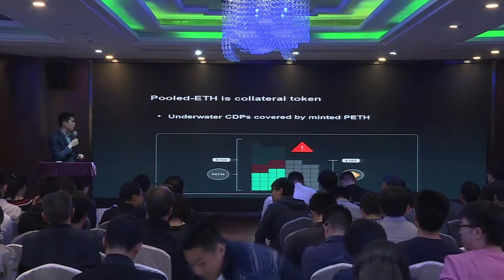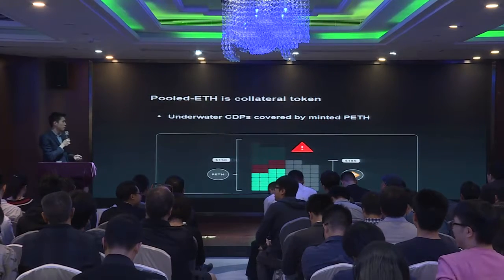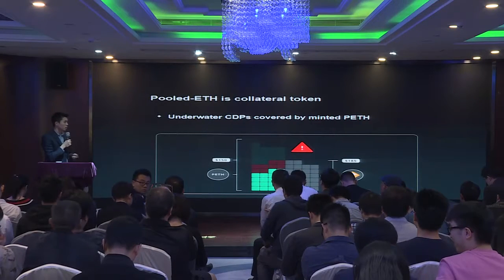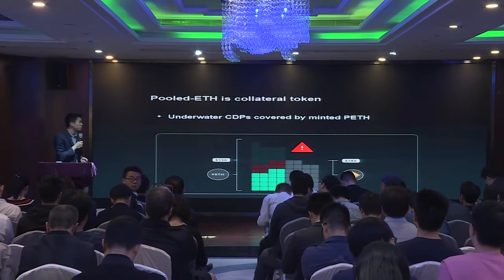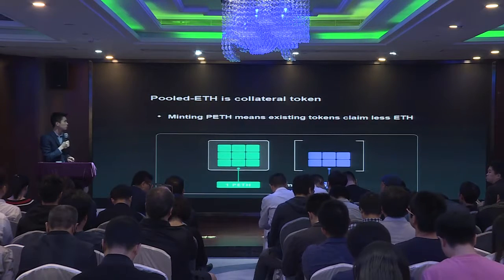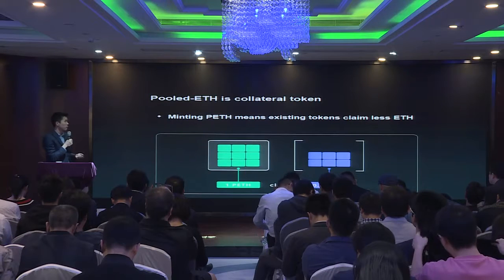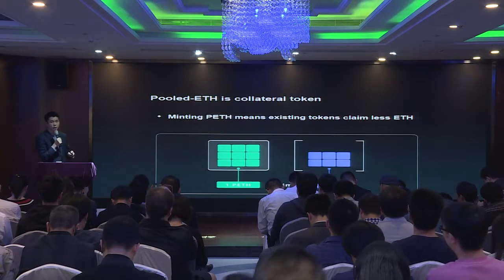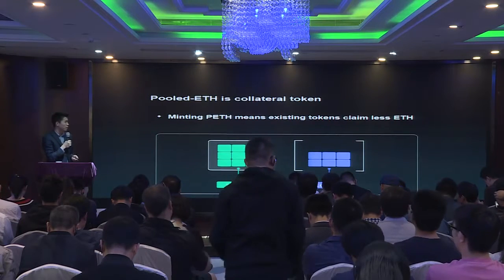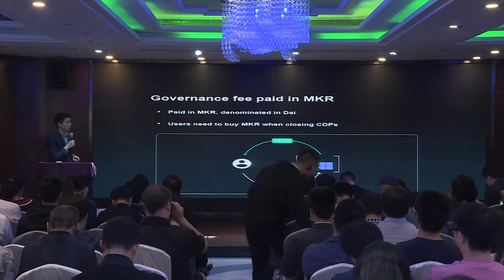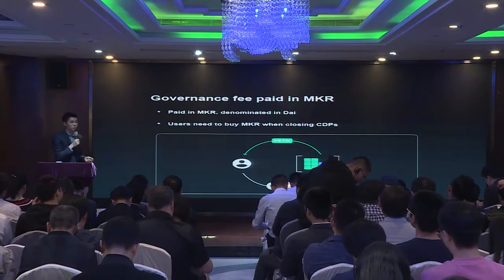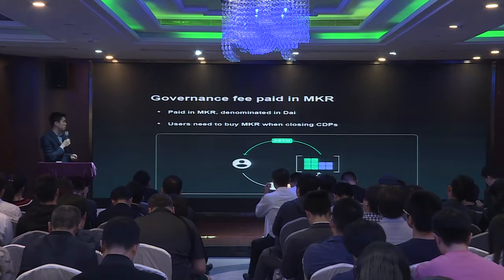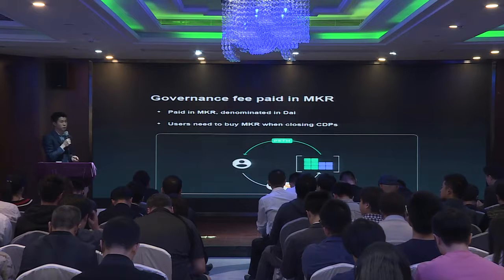So now the system will automatically mint more PETH to cover the DAI, to make sure that the price of DAI stays stable. But as we can imagine, minting more PETH means that the existing PETH contains less ETH. So there is an upside and a downside to holding PETH. As I already said, part of the fee will be used to buy back and burn the PETH, and another part of the fee will be used to buy MKR as a governance fee.